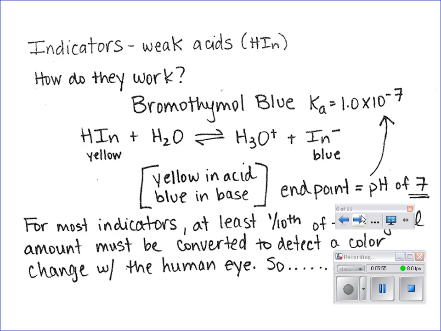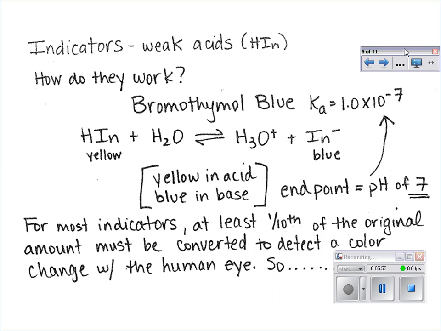But how it works is, let me explain the whole plus or minus 1 thing. So this is an example of a different indicator called bromothymol blue. It starts out yellow and turns to blue. It's yellow in acid and blue in base. Or actually that's reversed, it's actually blue in acid, whatever. So anyway, the K is 1 times 10 to the negative 7th of this. So its endpoint is at 7.